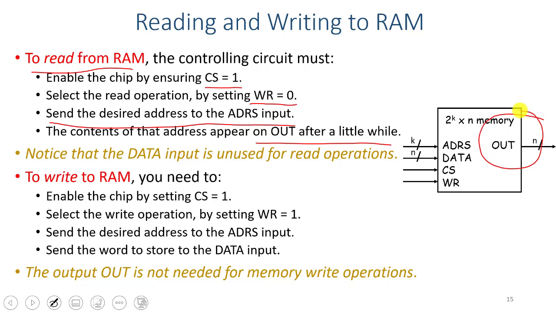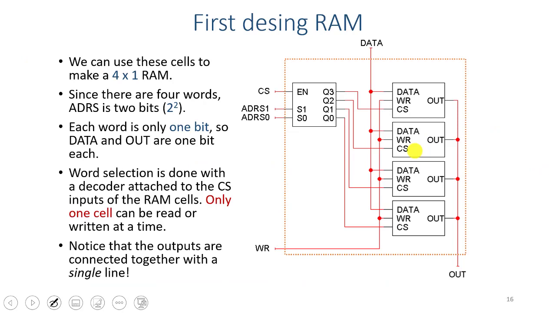If you want to write, on the other hand, same idea. CS is equal to 1. WR will equal 1 over here, compared to 0 for reading. Then send the desired address. Put the data on the data bus over here, and you can store your information.